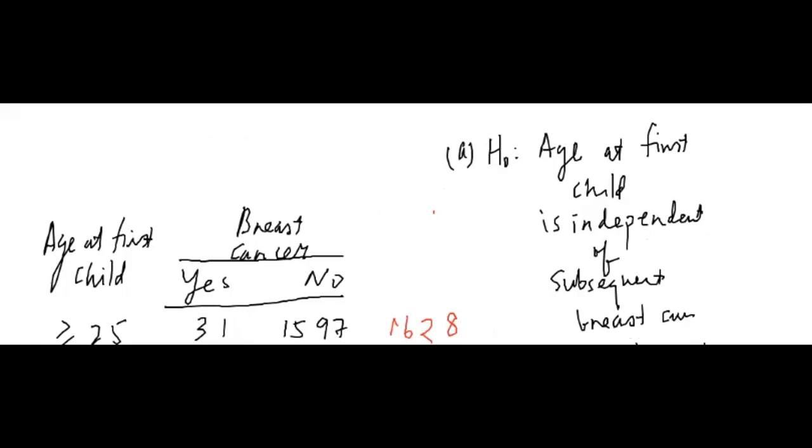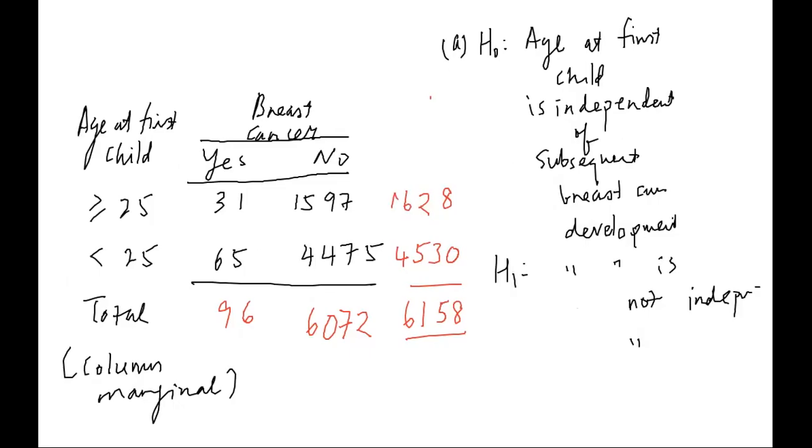And compute the expected values for each cell, so you know how to compute that, right? Yes. So take the row. So this one is the row marginal. So here 1268, right? Then multiply by 96, then divide by 6158. Okay. So basically for this cell, you take this row, the row marginal, multiply by the column marginal, right? And then you divide by the sample size. Okay. That will give you an expected value. And then you do for all of them, right?